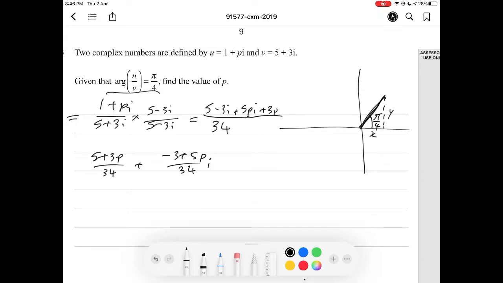So if we write tan, sorry, what am I doing? I'm getting too far ahead. So if it's a right angle triangle, we can use trig rules. So we can actually say that tan of pi over 4 equals y over x.